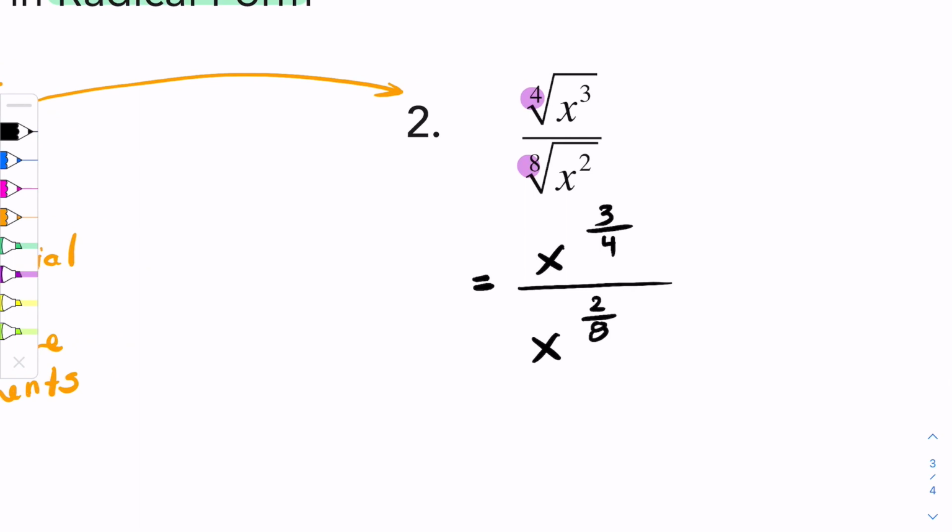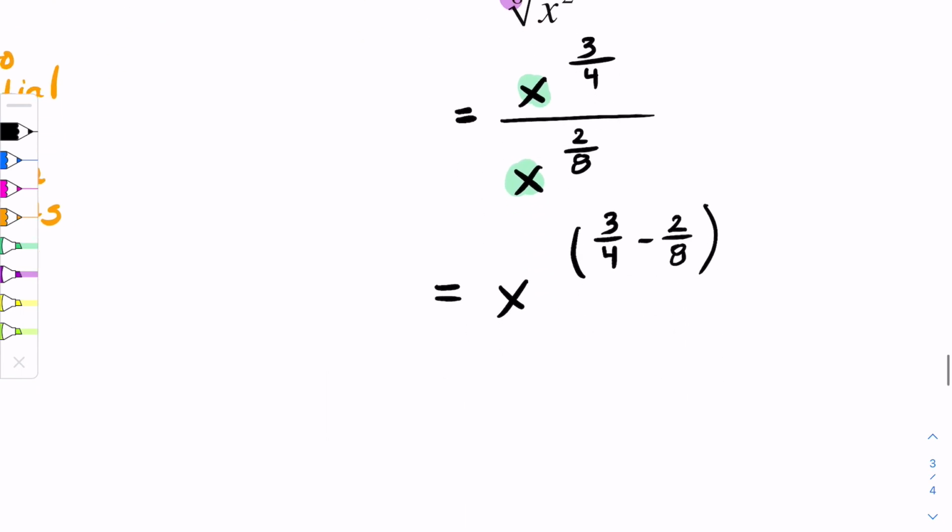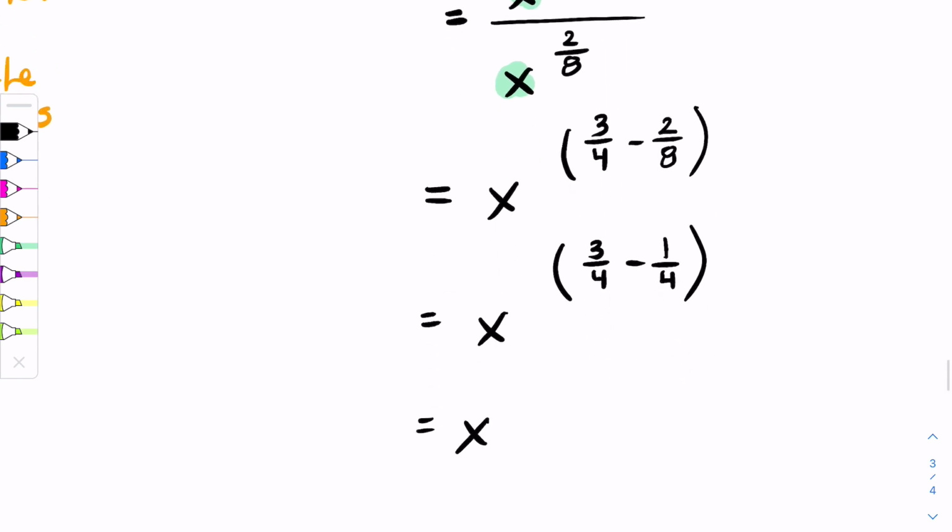When you are dividing with the same base, which we do have, that means you can subtract your exponents. This is an exponent rule. So this becomes x to the power of 3 over 4 minus 2 over 8. 2 over 8 can be simplified. So I have x to the power of 3 over 4 minus 1 over 4. This is x to the power of 1/2.